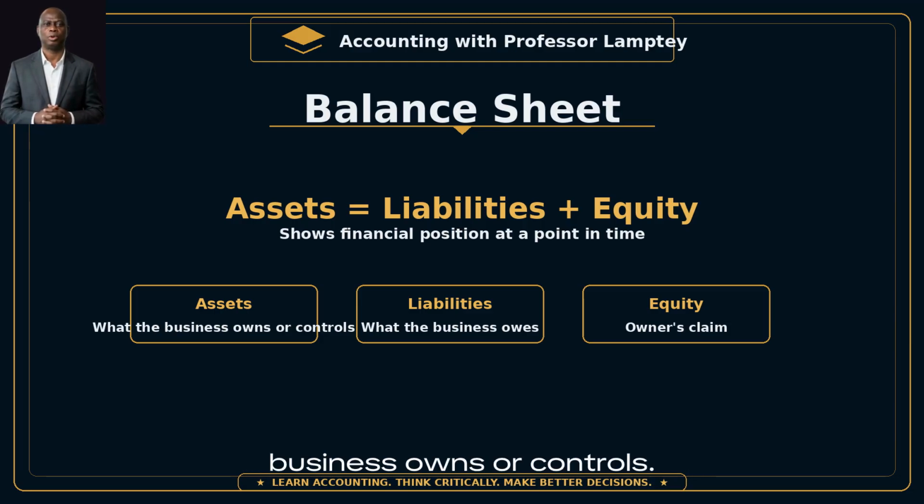Assets are what the business owns or controls. Liabilities are what the business owes. Equity is the owner's claim in the business. The balance sheet answers this question: what does the business have and how was it financed?